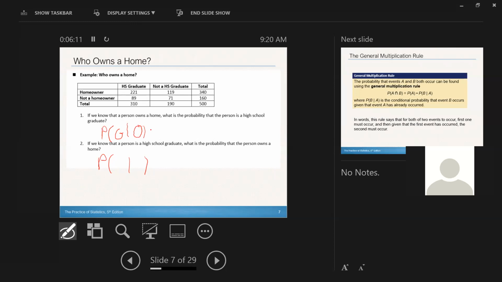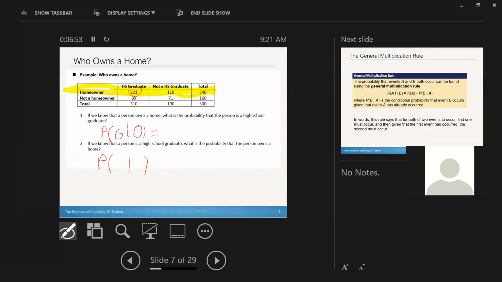How did you figure that out, Lillian? So first you would look at the graduate column, and then you find which one is the homeowner. So that's 221. And then out of the total of the column is 310. All right, now the 221, you're right there. But if it's given that they're a homeowner, then what that means is we're actually going to be looking at the homeowner row here. So your total, instead of doing the 310, you're going to do the 340.